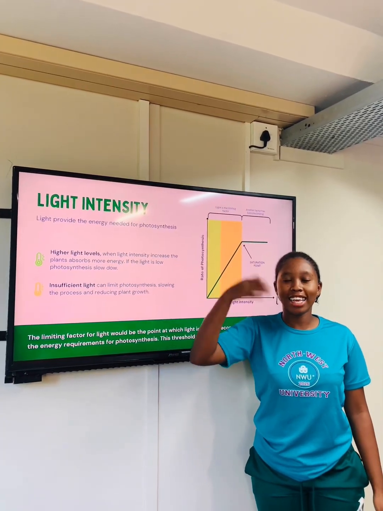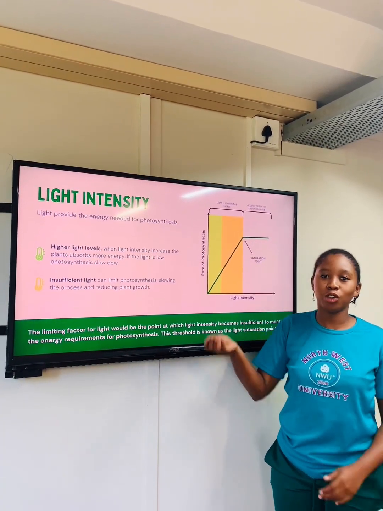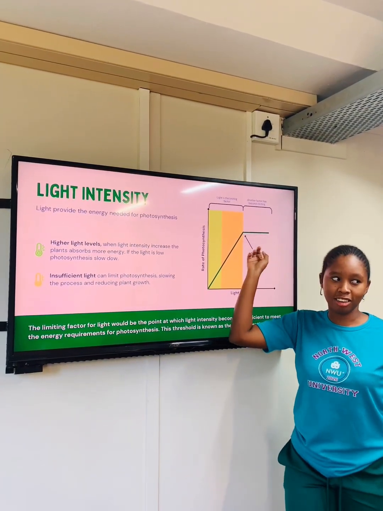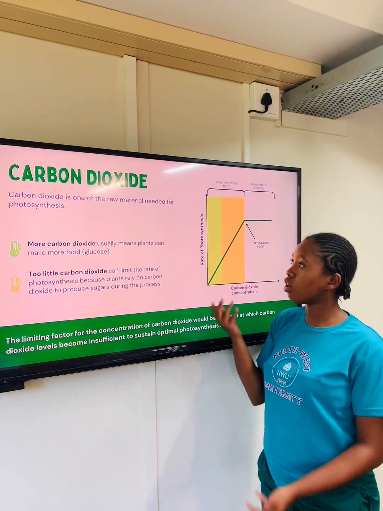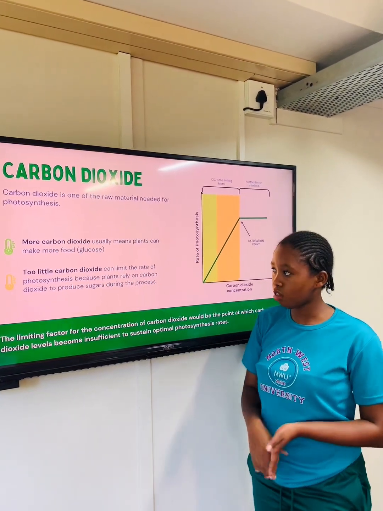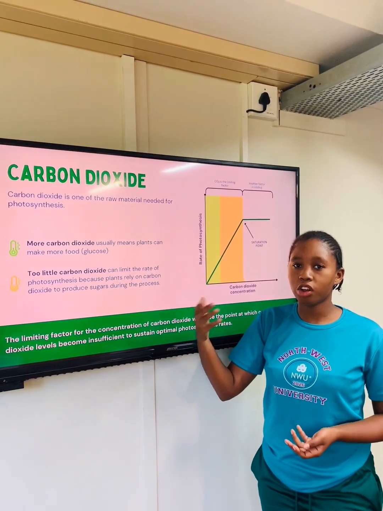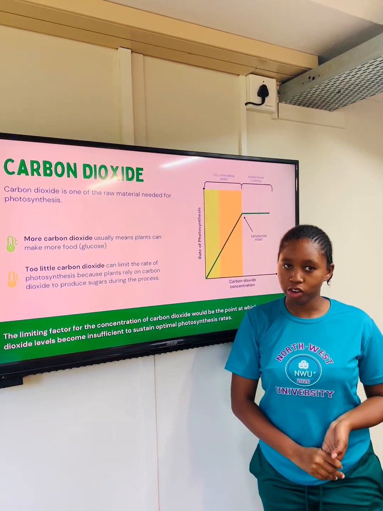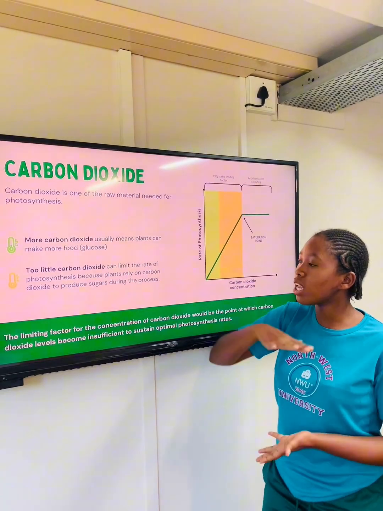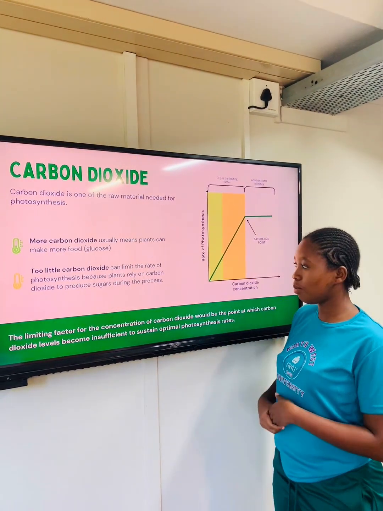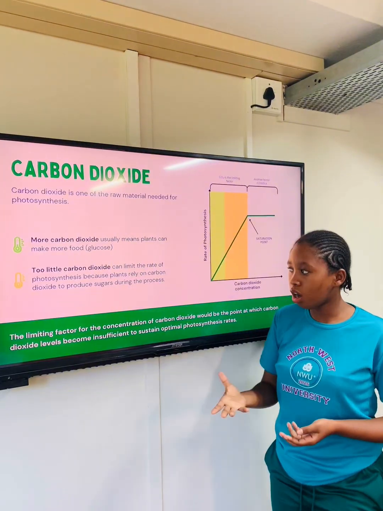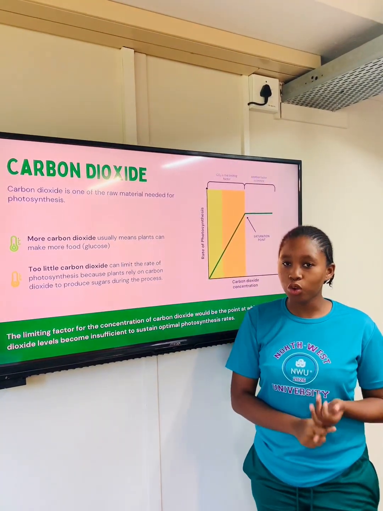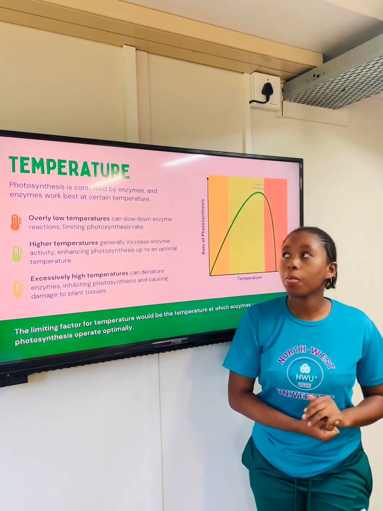When increasing light no longer increases the rate of photosynthesis, the rate becomes constant. Then carbon dioxide. CO2 is one of the raw materials needed for photosynthesis. When there is more carbon dioxide in the air, that means plants can make more food. And when there is too little carbon dioxide, that can limit the rate of photosynthesis because plants rely on carbon dioxide to produce sugar during photosynthesis.